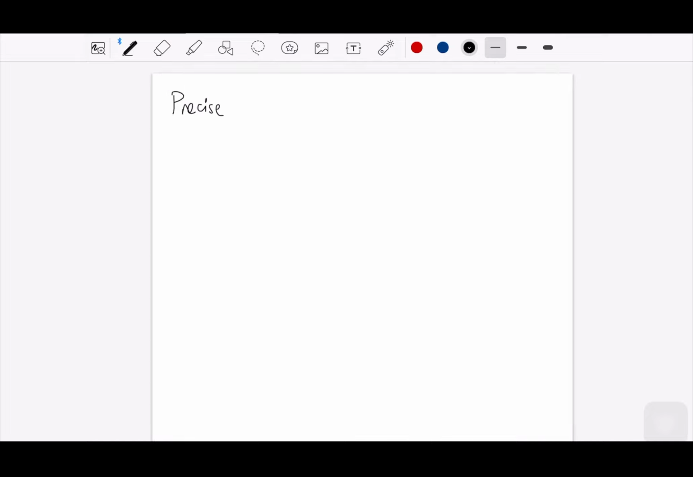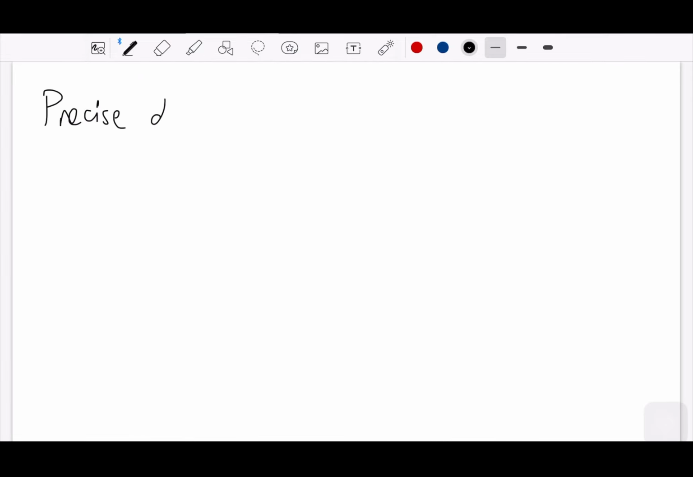Okay, hello everyone. This is an additional video for 2.6, the precise definitions for limits at infinity. Let me give you a brief description of the precise definitions. Remember the epsilon and delta. So let me write a precise definition. Let me zoom in bigger. Precise definitions.